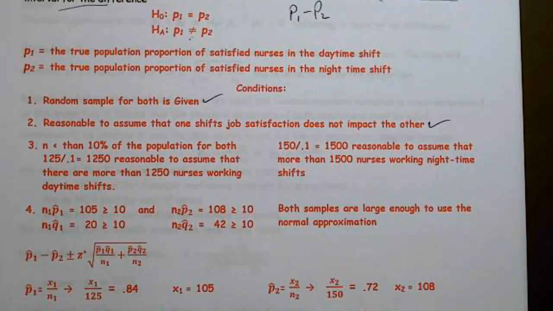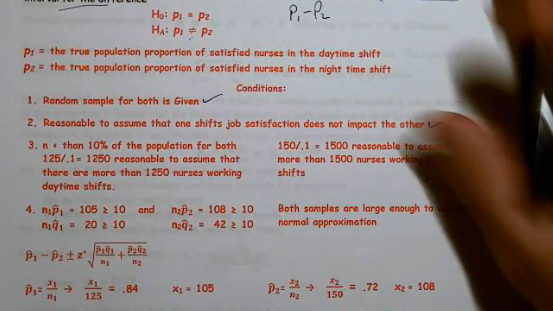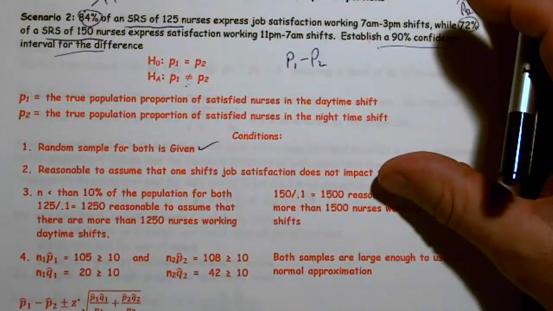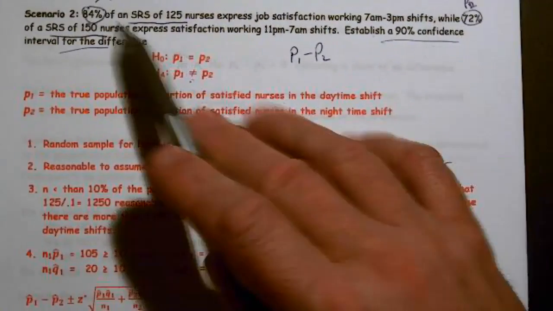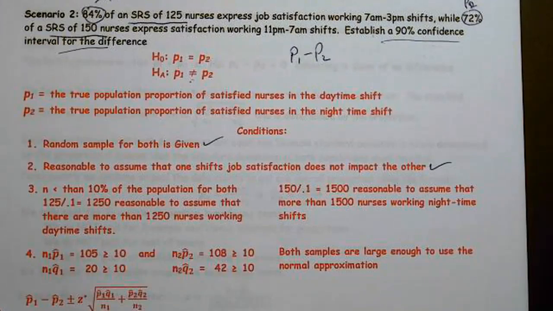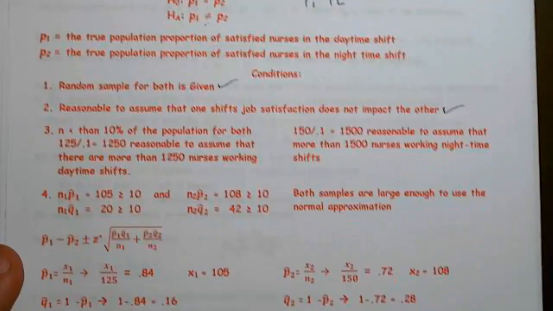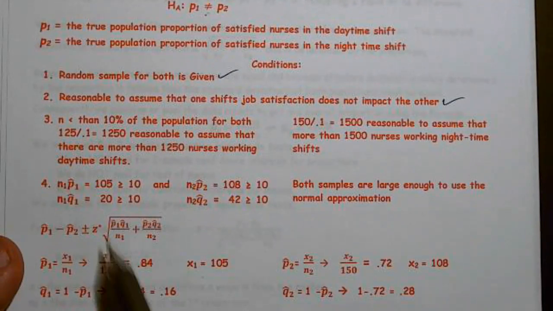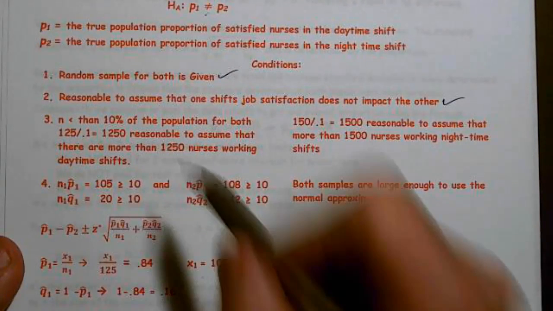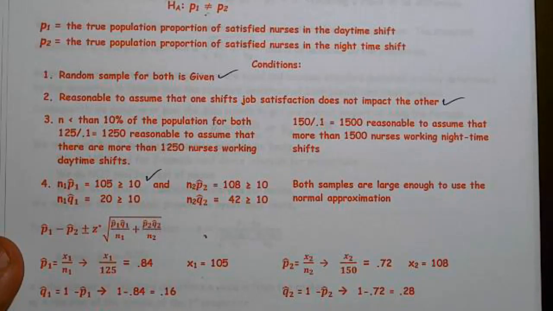Then we need to check our sample sizes to see if they're large enough. Well, in this case, we don't know what we have, so we need to look at our p hat. Our p hat 1 equals x1 over n1. We know n1, our sample size, is 125. So 125 times 0.84 gives us an x of 105. So 105 is greater than 10, so there's plenty of job satisfaction here.